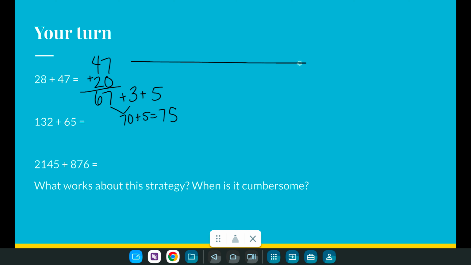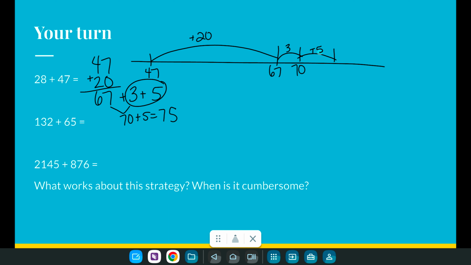That might look like this on a number line where I start at 47. Add 20, that gets me to 67, and then add 3 to land on that friendly 70, but I need to add a total of 8, so then I'm going to add 5 more. And my answer is 75.